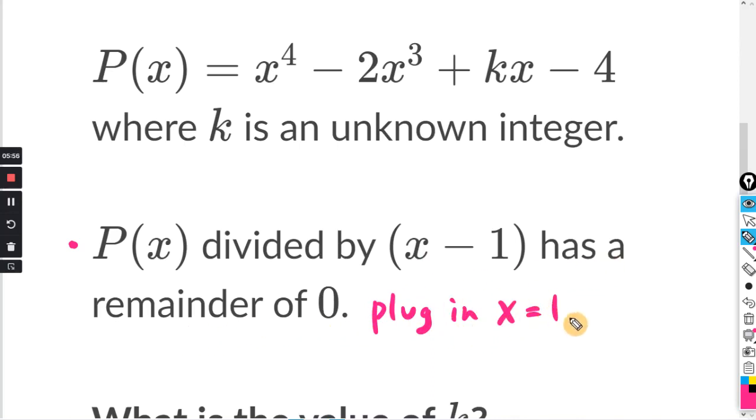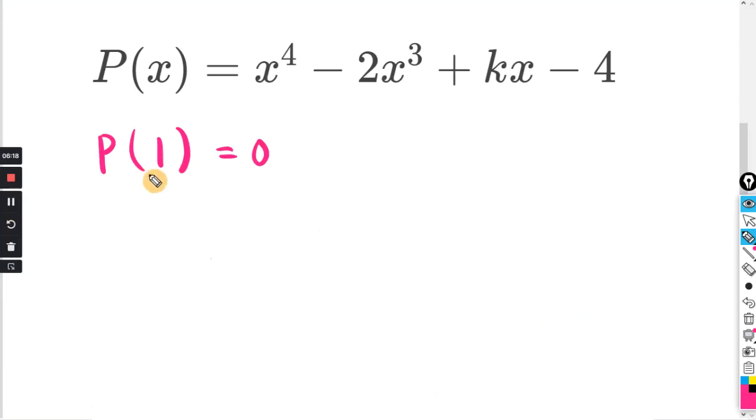So when you plug in x equals positive 1, you get 0. In other words, when you plug in 1 in here, P of 1 is going to equal 0. All right, so let's do that. We said P of positive 1 equals 0. So we're going to plug in x equals 1 in each one of these and set it equal to 0.